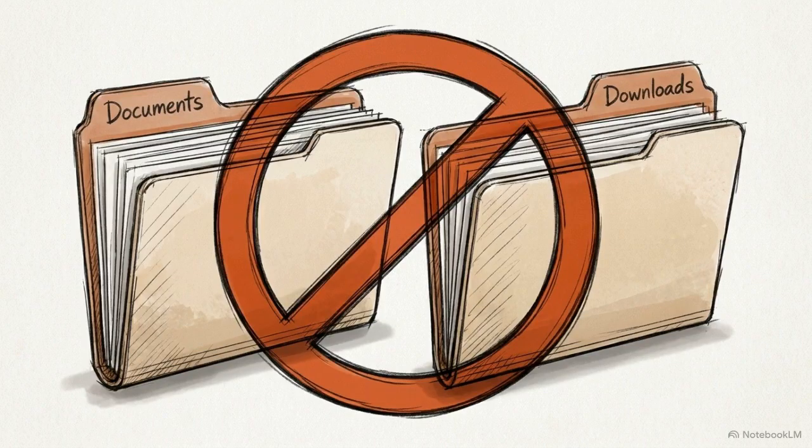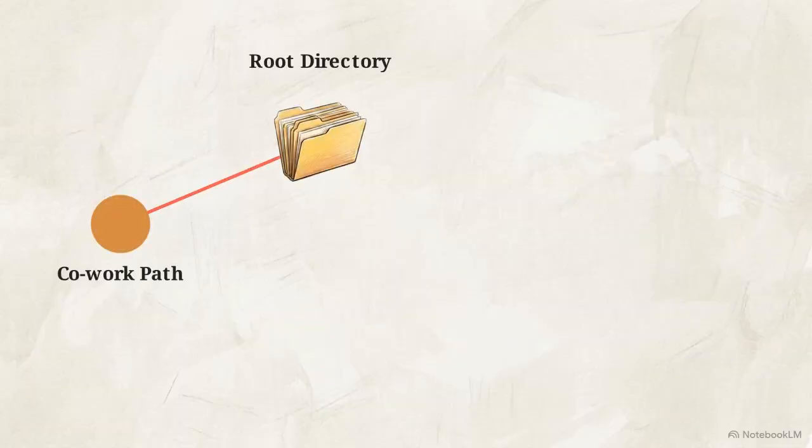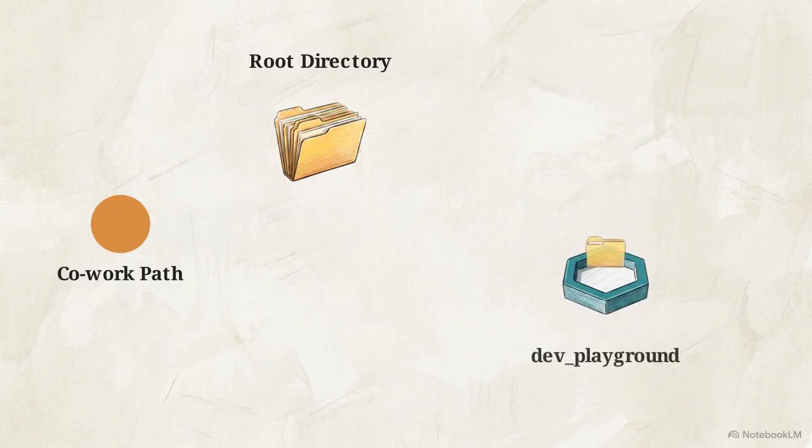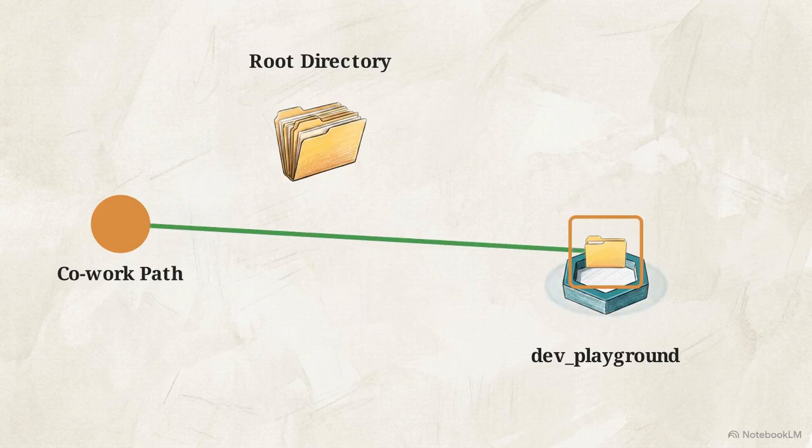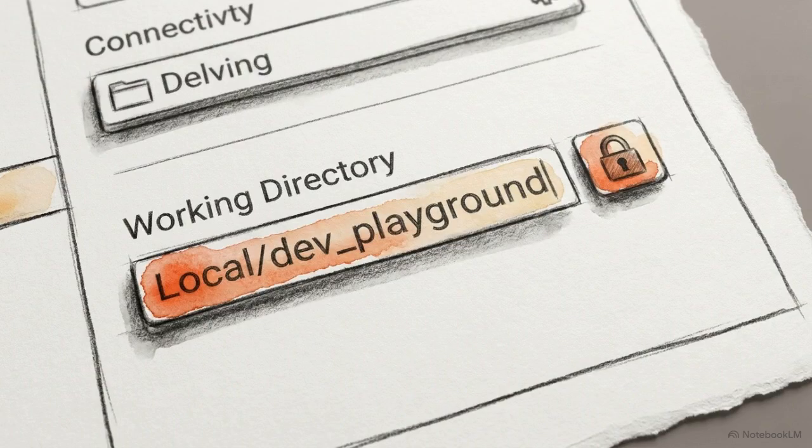Never link Co-work directly to your root documents or downloads folders during testing. A wrong command in a massive root directory can cause severe organizational errors. As you can see in this diagram, we keep our testing area completely separate. Point the Co-work path interface exclusively to your new dev_playground directory. Establishing this strict directory boundary up front is the only responsible way to experiment with autonomous file operations.